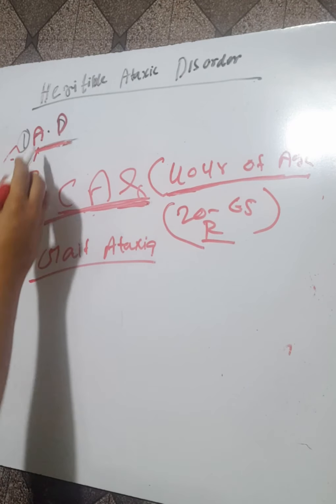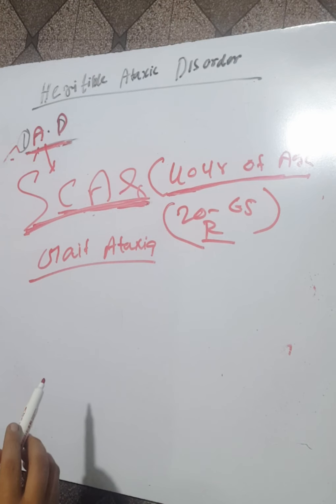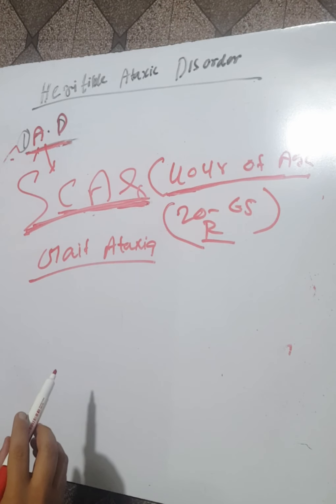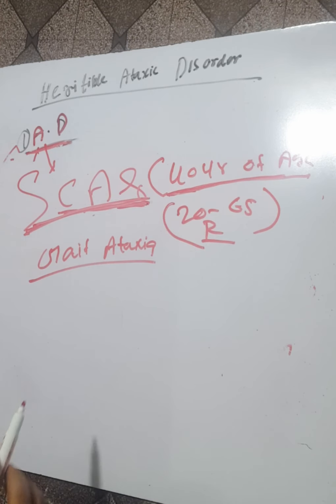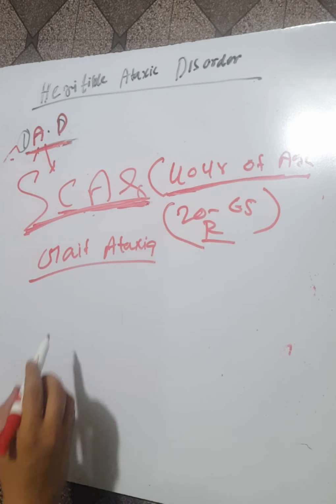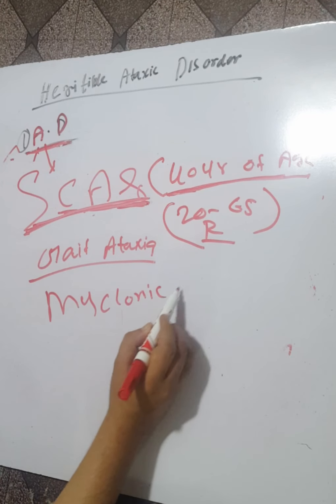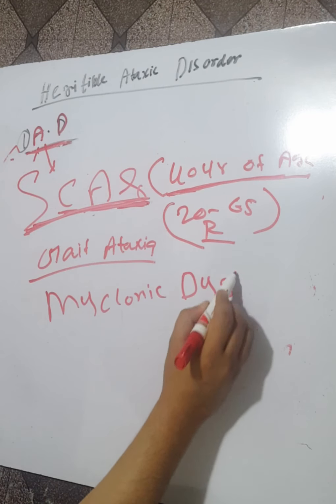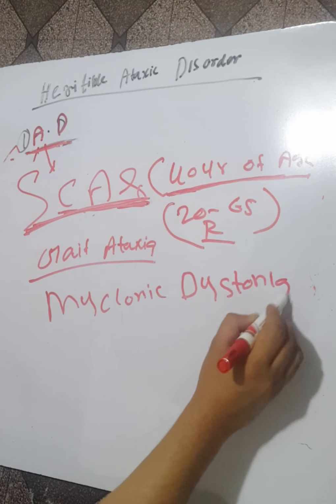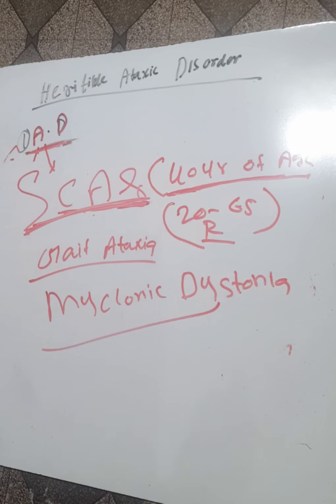This is an autosomal dominant disease, SCA8, and myoclonic dystonia sometimes occurs. So these were the heritable ataxic disorders.